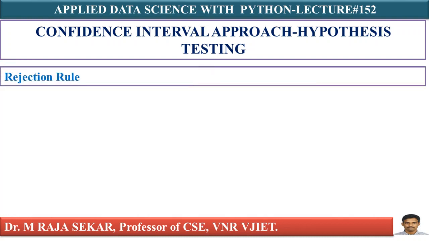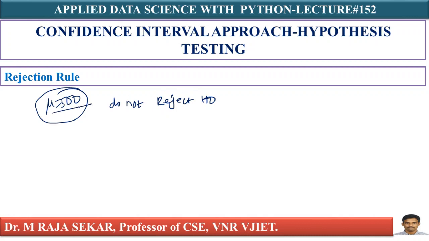What is the rejection rule? Anyway, how to construct the confidence interval we will understand after a few seconds. If the confidence interval contains the hypothesized value 500, what is our assumption? Mu equal to 500. If your confidence interval contains this hypothesized value 500, do not reject H0. First, construct the confidence interval. Just check whether 500 is present inside. If it is inside, do not reject H0.